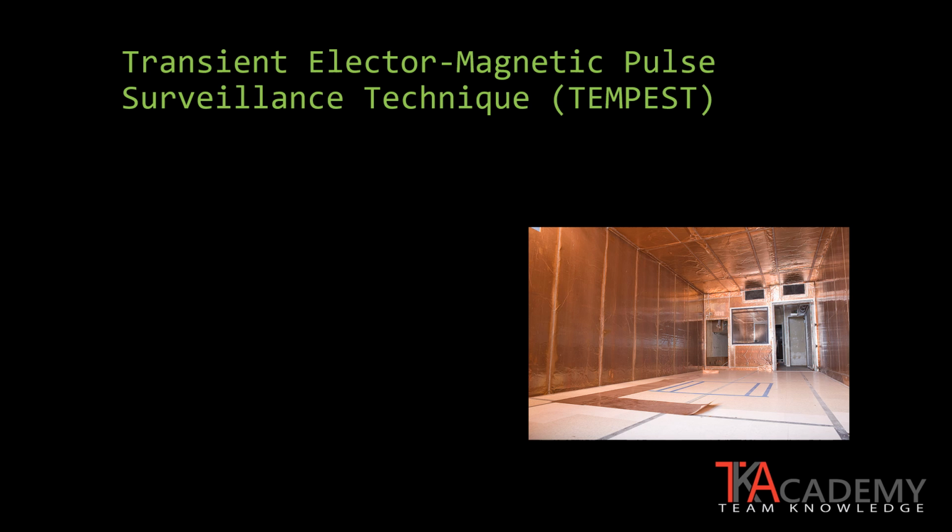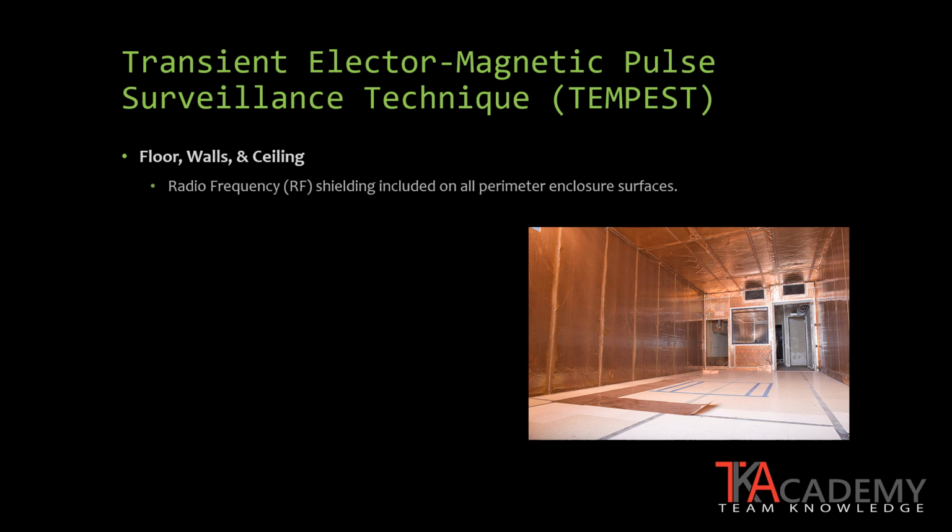We now exist within the digital information age, where so much information is transmitted digitally through the electromagnetic spectrum. The Transient Electromagnetic Pulse Surveillance Technique, also called TEMPEST, is mitigative measures to prevent unauthorized transmittance of information through radio waves. For the physical construction of these spaces, the floors, walls, and ceilings will integrate radio frequency shielding, or RF barrier material, that is included on all perimeters of the enclosed surface.